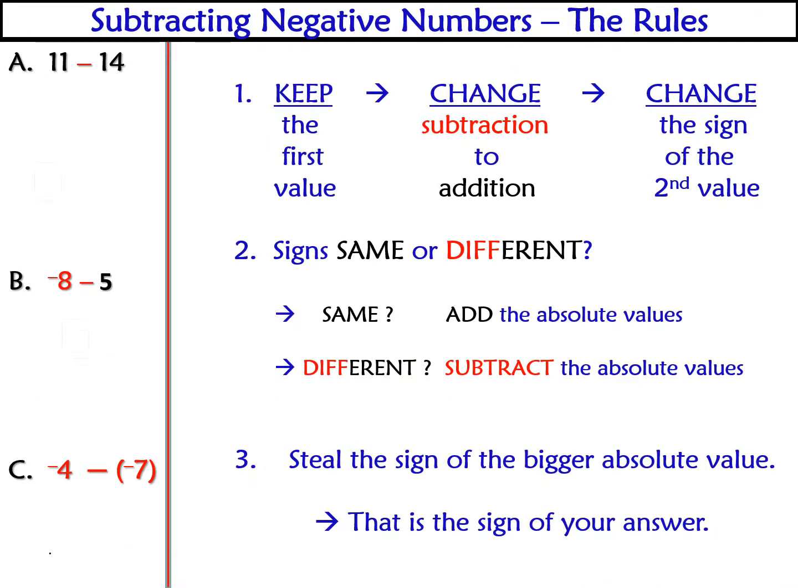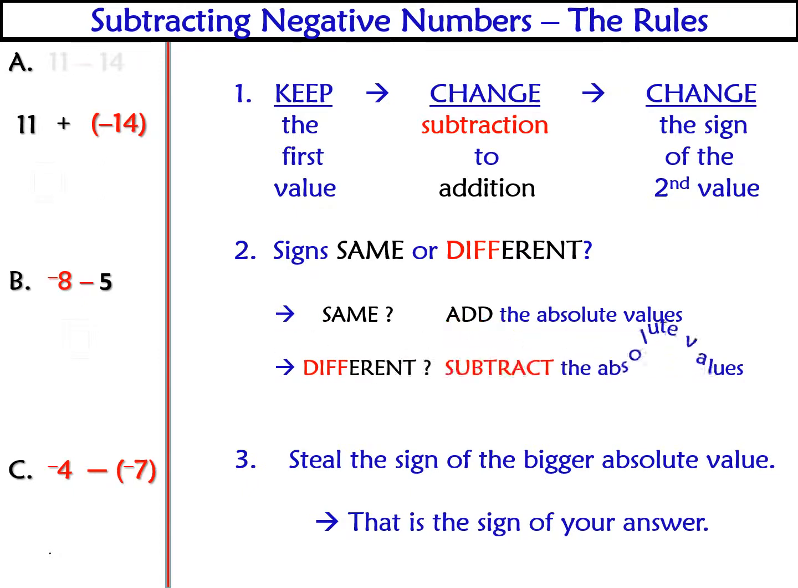Okay, now the rules. How do we do this without using a number line and without using counters? Let's take a look at example A. And we're going to change subtraction problems to addition problems using the phrase keep, change, change. So what does that mean? Letter A. We're going to keep the first value as it is. We're going to change the subtraction to addition. And then we're going to change the sign of the second value.